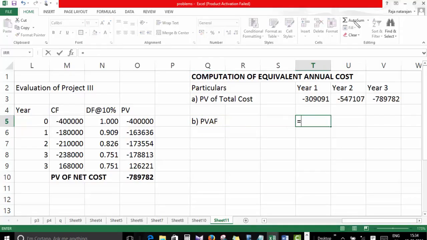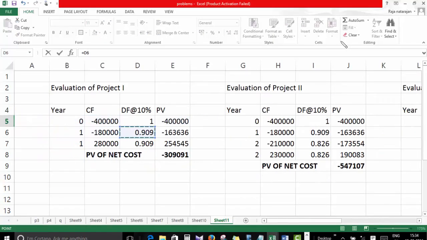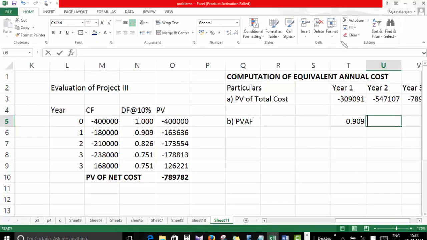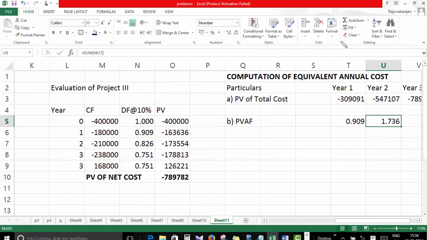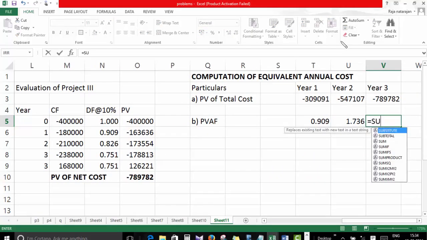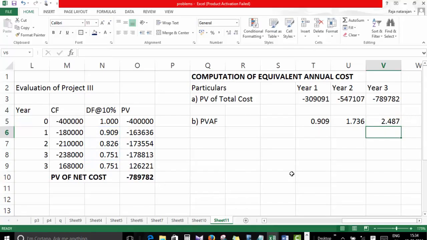So if you take for year 1, the present value annuity factor is nothing but the discount factor what you have for year 1, which is 0.909. For year 2, the present value annuity factor is nothing but sum of discount factors for 2 years. Okay, so here you have that is 0.909 plus 0.826. I'm totaling them and I'll get 1.736. And for year 3, it is total of these 3 present value interest factors. Okay, so I'm getting 2.487. So now let us calculate what is equivalent annual cost. This equivalent annual cost is nothing but A divided by B.